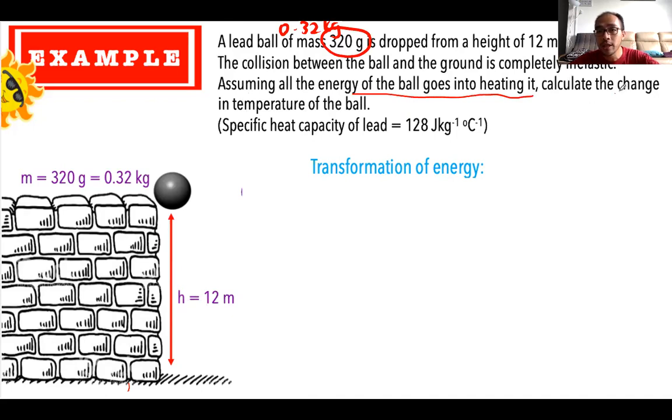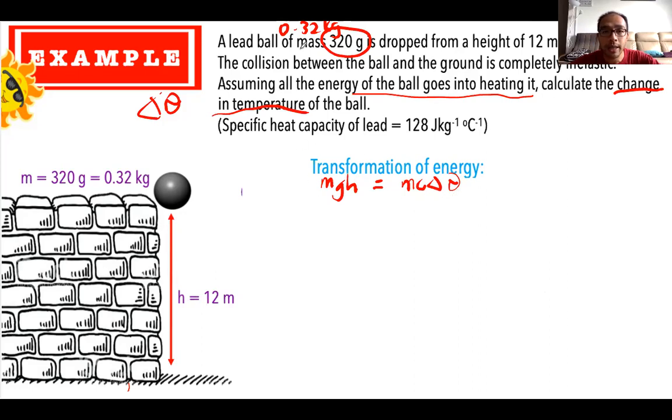The change in temperature of the ball, people, refers to delta theta. This is the only thing we want to calculate. Are we interested to know the original and the final temperature? No, we're not interested. I just want to know the increase of the temperature. In this case, since it is dropped from a height, the gravitational potential energy is all exchanged to become heat energy, mc delta theta. And our point is we want to calculate delta theta.